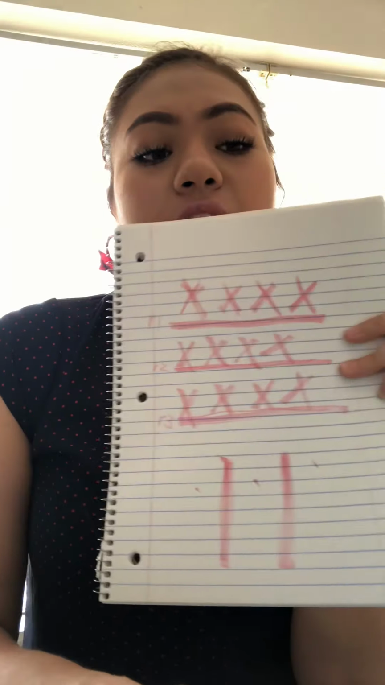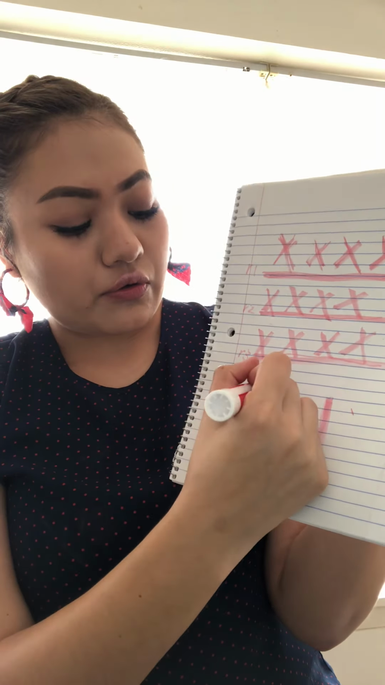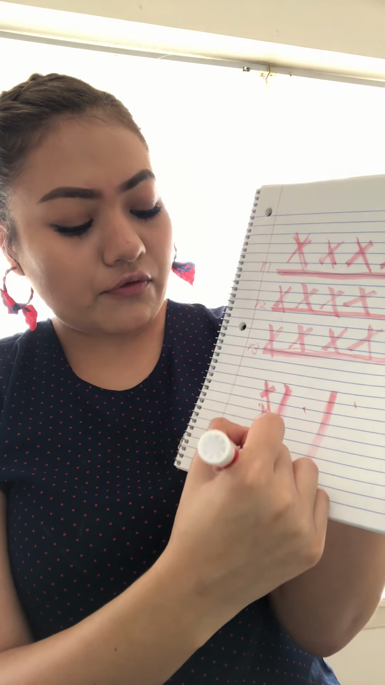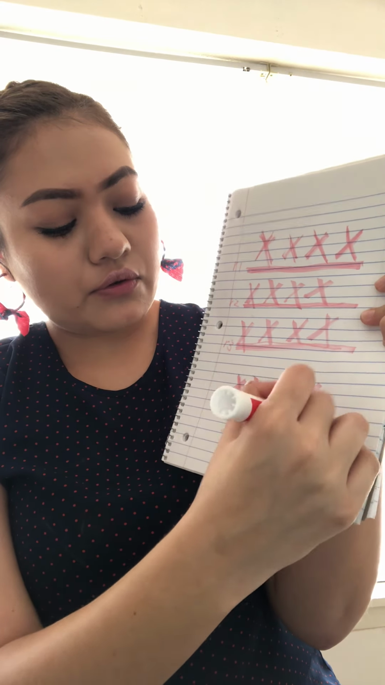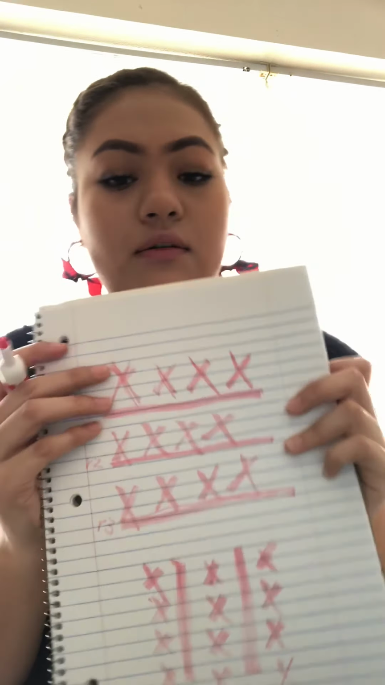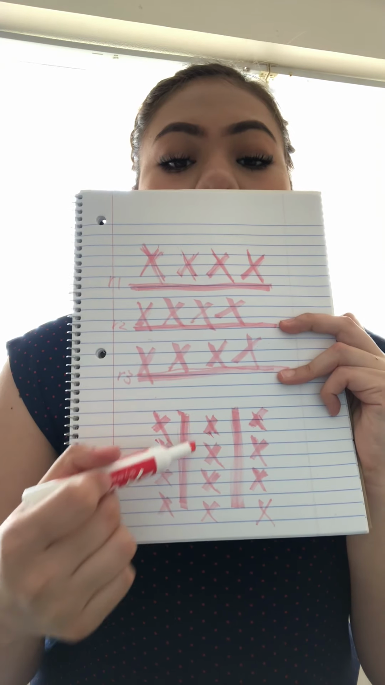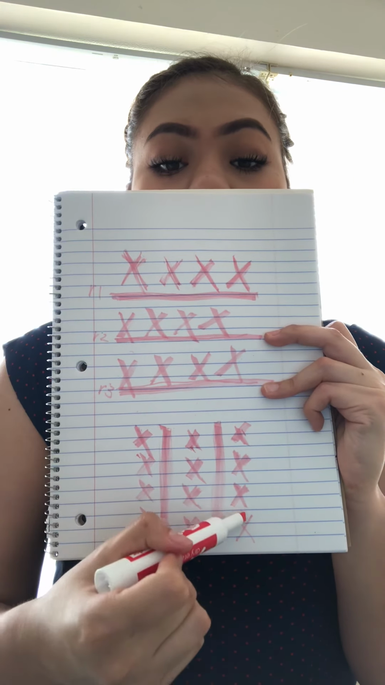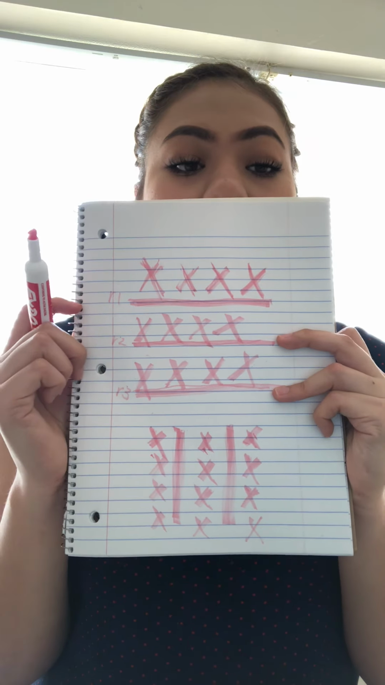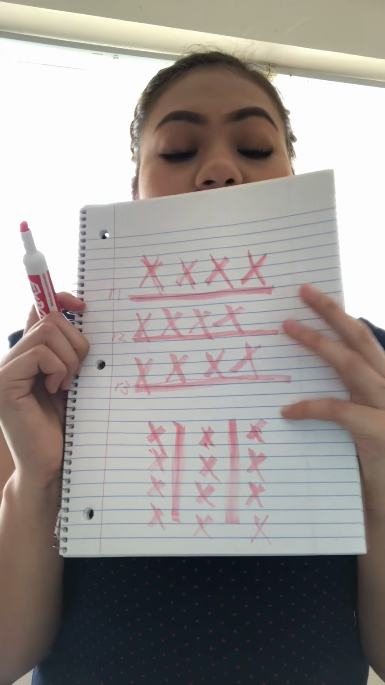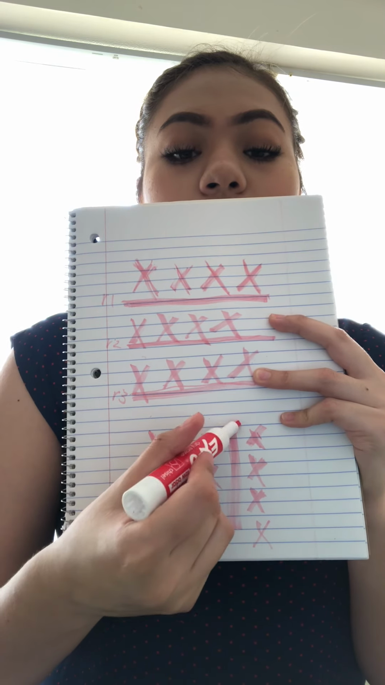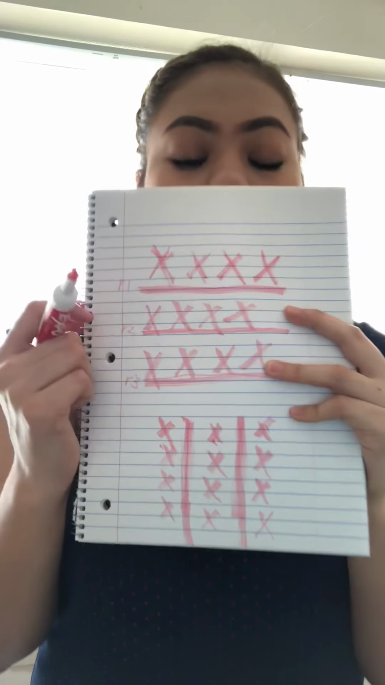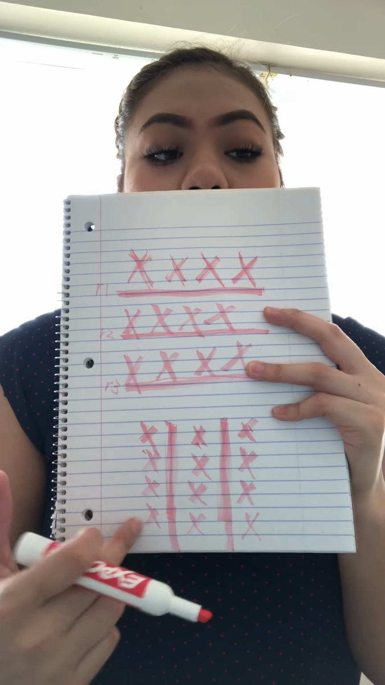Okay, and it says that in each column we have 4. So 1, 2, 3, 4. So we have 1 column, 2 columns, and 3 columns, and in each column we have 4. And then it says draw vertical lines to separate the columns. So we already did that. These are your vertical lines. So we have 3 columns, and then we have 4 in each.